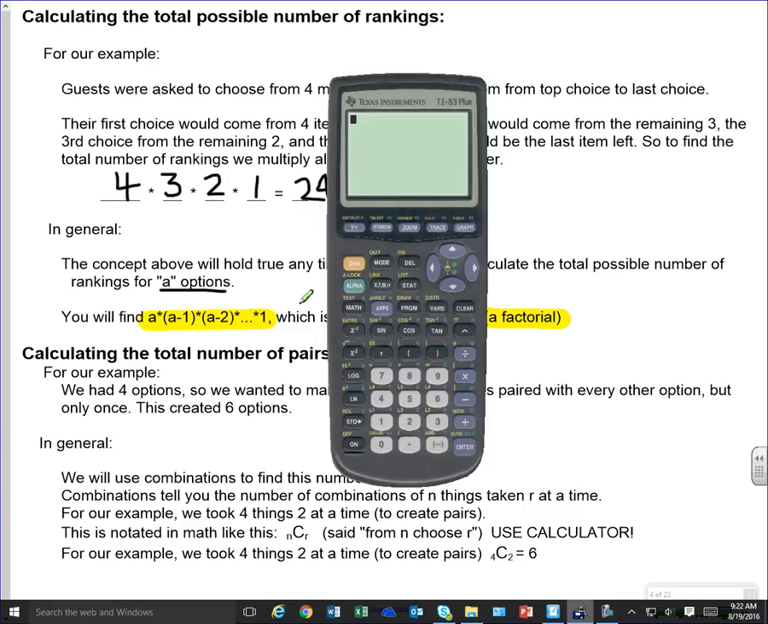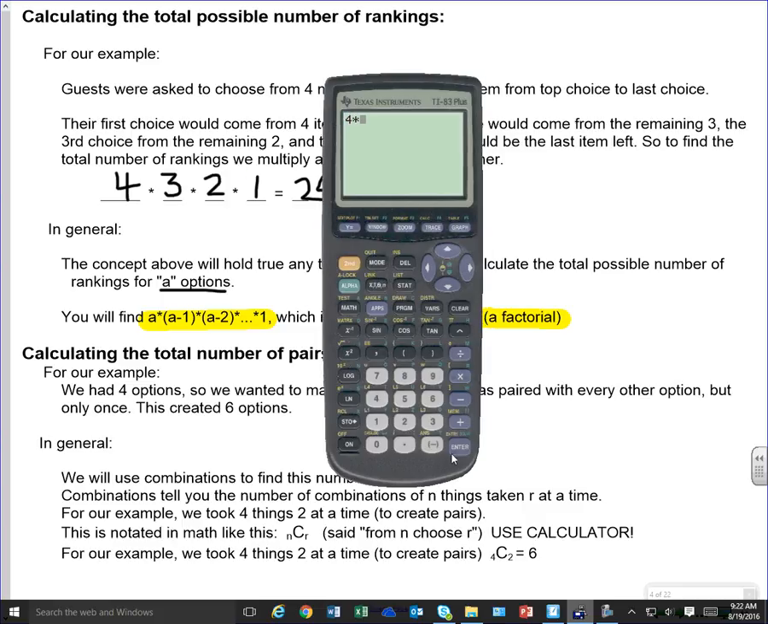So to work out this problem here, I could do 4 times 3 times 2 times 1, right? I get 24. Or I can do 4, then go to math, go to PRB, and down, you can arrow down to 4, or you can just push 4. Either way works on these. But so you go down there, push enter. So now it's put it there. 4 factorial, enter is 24. Okay. So that is the quick way to do something when you're trying to multiply that number and every number below it. Okay, that's the factorial.